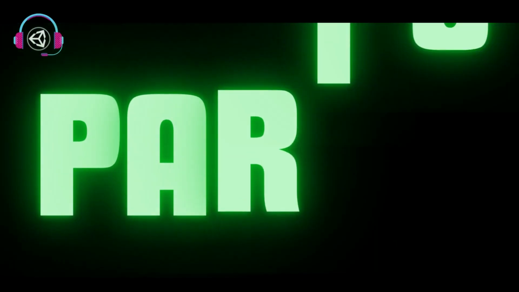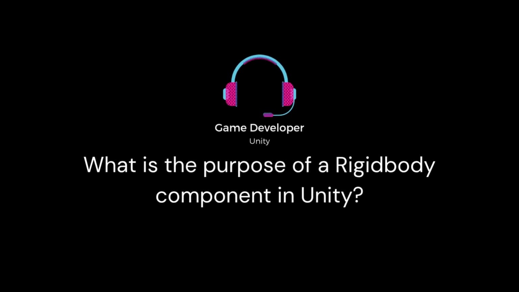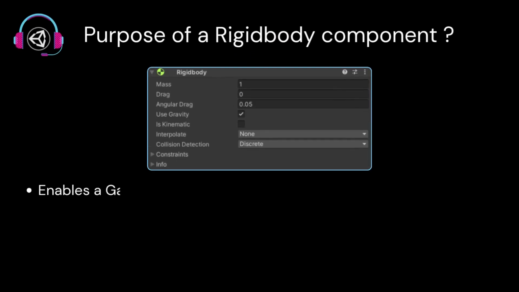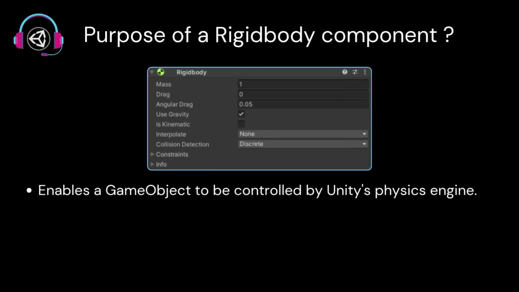This is part 3. Let's get into it. What is the purpose of rigid body component in Unity? The rigid body component in Unity enables a game object to be controlled by Unity's physics engine. It gives objects mass, gravity, and collision response, making them behave realistically.